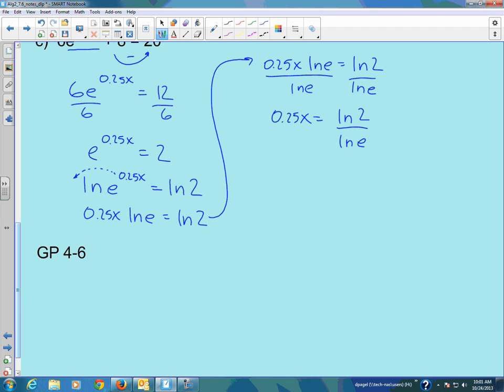Now, putting this into the calculator, for the natural log of e, I actually have to physically put in ln of e to the first power, and I get a 1. So I'd have the natural log of 2 equals 0.25x, because this just equals 1. Then dividing by 0.25, I get x is equal to the natural log of 2 divided by 0.25, and I get 2.77.